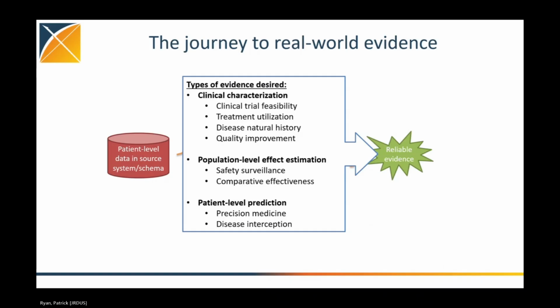A second dimension along which we can classify things is population-level effect estimation, or causal inference. For example, we may want to study the safety of a particular medical intervention. Does a drug cause a side effect? We may want to study the comparative effectiveness of medical interventions. Is some drug therapy better or worse than some surgical intervention for any given disease?